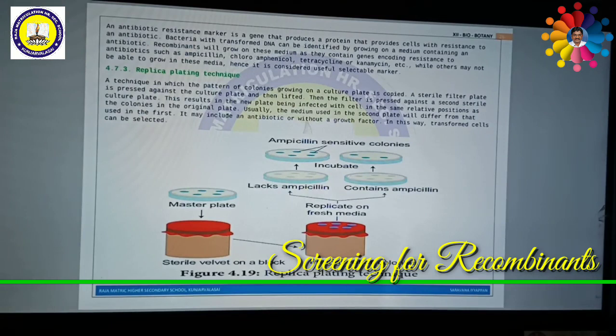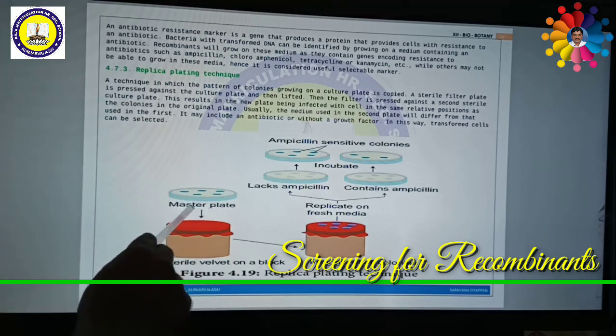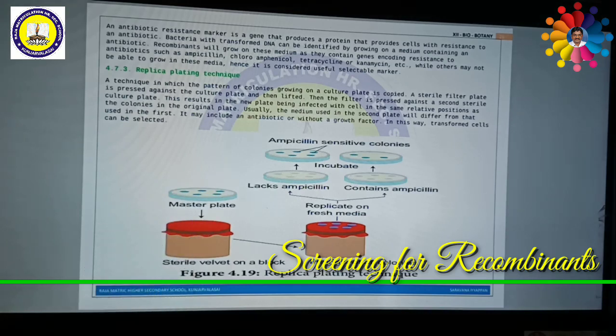Next, we can understand another method called the replica plating technique. What is the replica plating technique? See here, this is a master plate. The master plate is also called a culture plate. In the culture plate we can culture lots of microorganisms. The replica plating technique is nothing but taking a replica. Replica means to duplicate. So this is a technique in which a pattern of colonies growing on a culture plate is copied. So this is a culture plate.